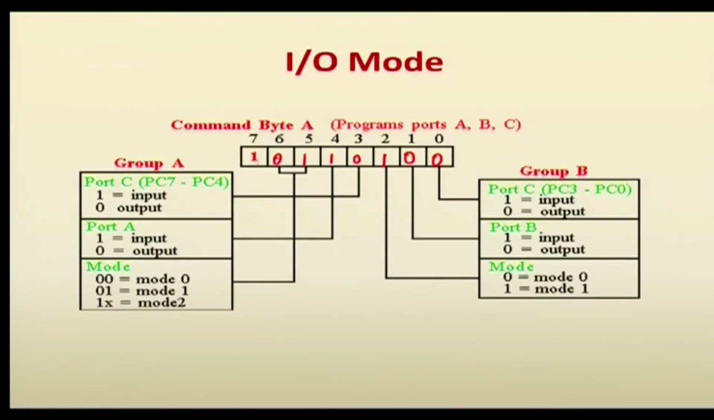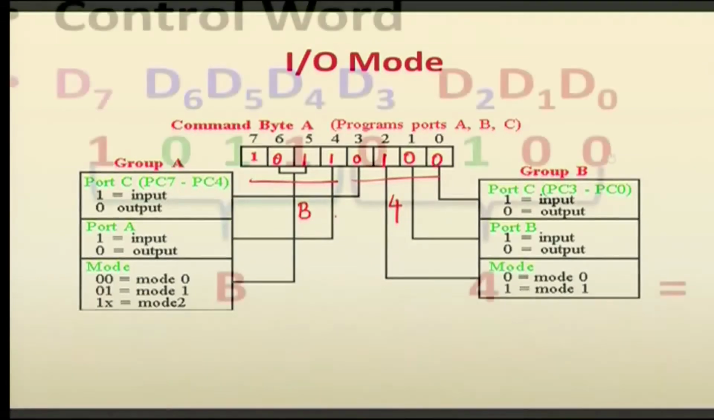The MSB bit, which is D7, is always 1 because it is the I/O mode; only then can we set the bits as input and output. Now read it as 4 bits: this one is 4, this one is 1 0 1 0, so 11 which is the equivalent of B. So, B4 is the value we have to set as the control word.